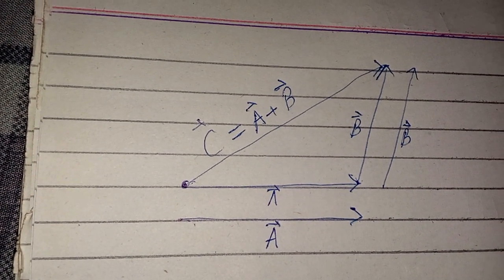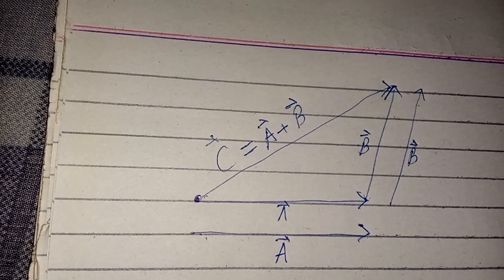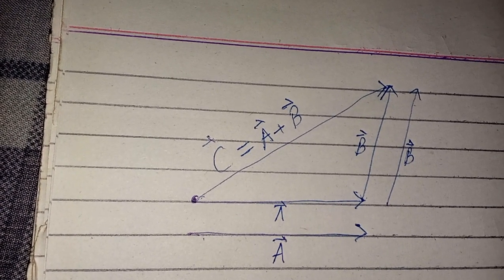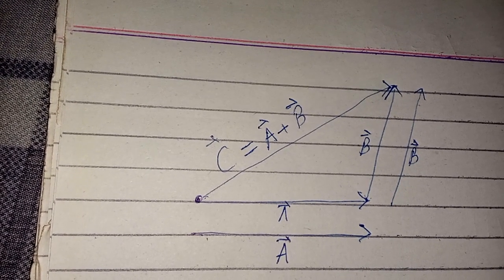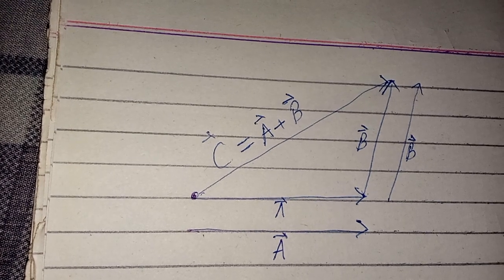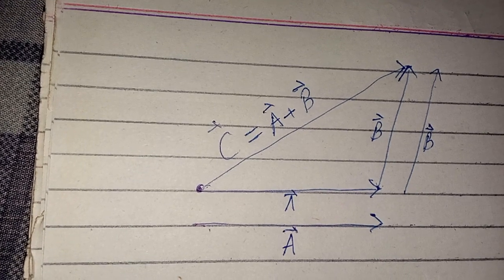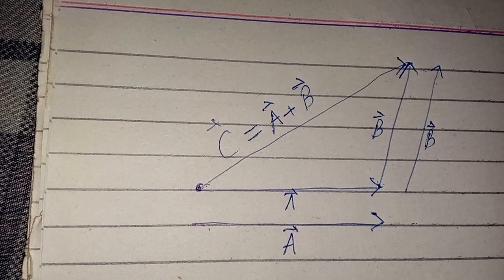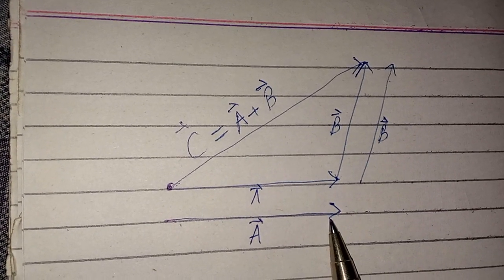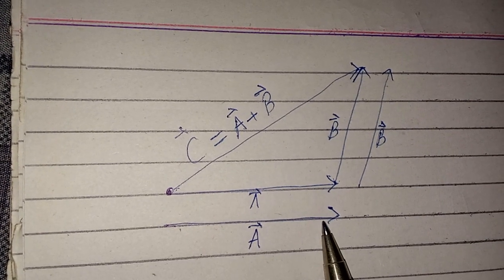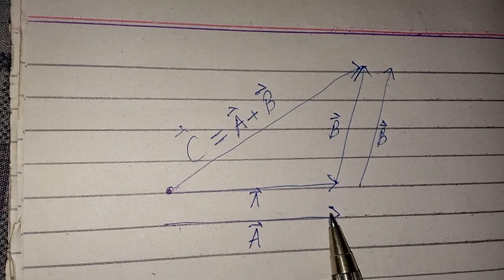Addition of vectors. The sum or resultant of two vectors a and b, denoted by a plus b, is a vector c formed by placing the initial point of vector b on the terminal point of vector a and then joining the initial point of vector a to the terminal point of vector b, as shown in the figure. This description of vector addition is called the triangle law of addition.